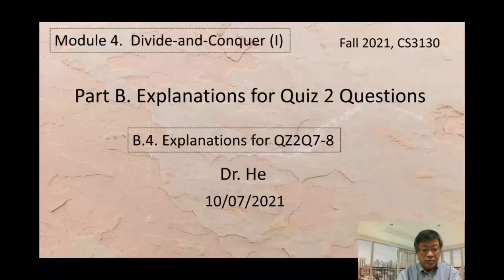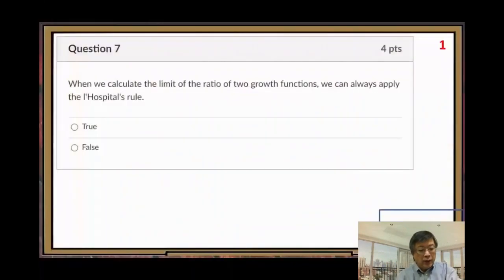Point 4, explanations for quiz 2 questions, number 7, number 8. Number 7, when we calculate the limit of the ratio of two growth functions, here the question is, can we always apply the L'Hôpital rule or not? Yeah, that's the main question.